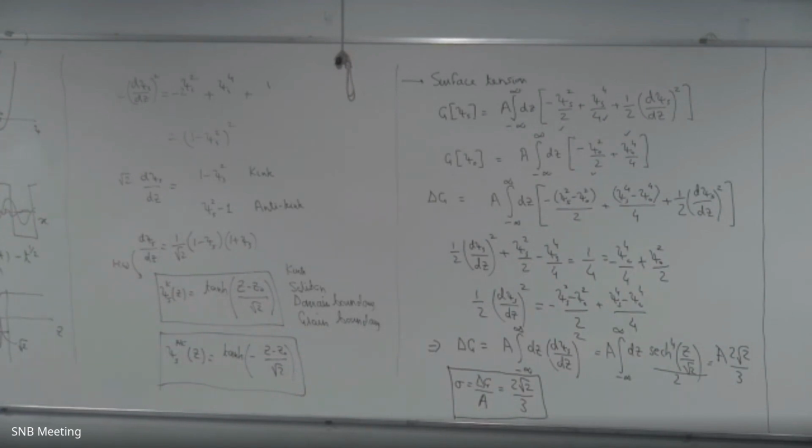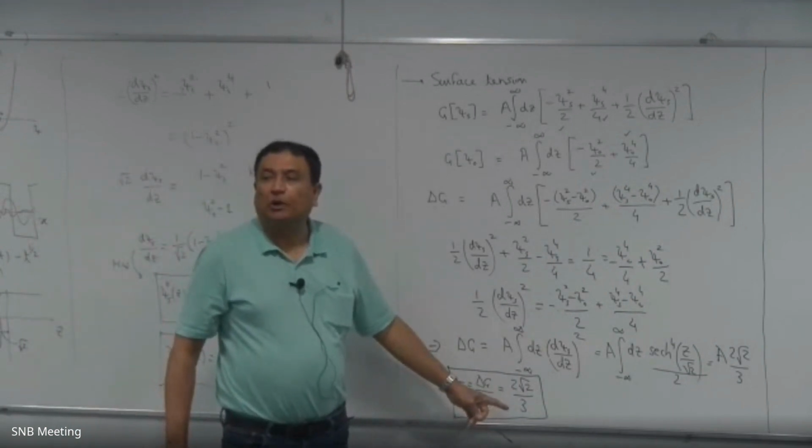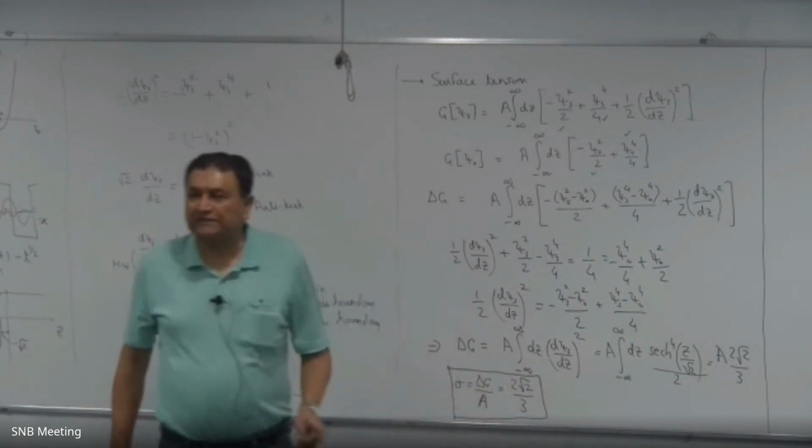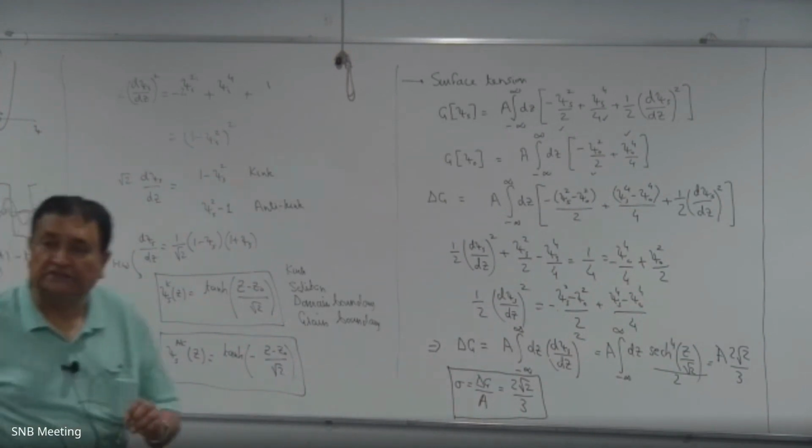What I want you to do as a homework problem is reinstate the dimensional quantities. This is dimensionless, so what does it mean? Surface tension is 2 square root 2 by 3. I want you to reinstate the dimensional quantities. In particular, find what happens to the surface tension as T approaches Tc. Any ideas? What will happen to the surface tension as T approaches Tc?